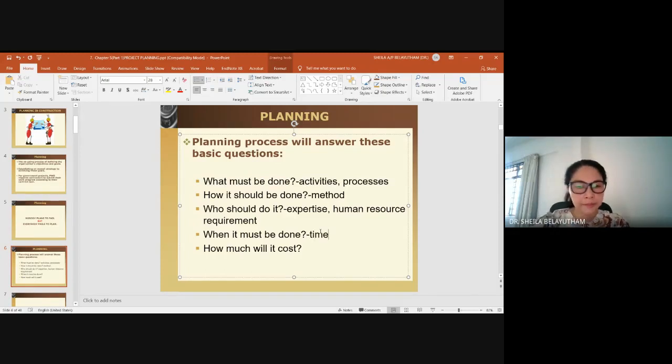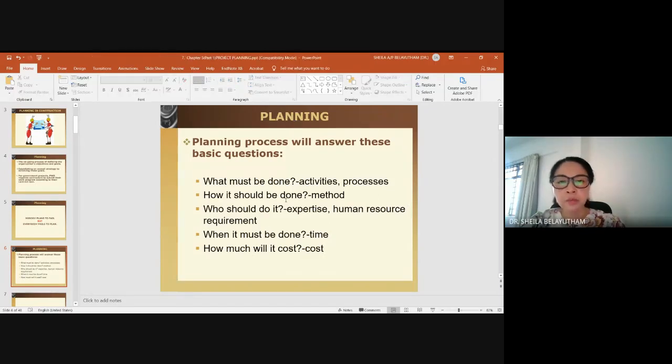So the time. What are the time constraints that are given to you, and how much will it cost? The cost factor will be straightforward also. These are the constraints, or the basic questions, that you might want to ask yourself before you can actually go full swing with your planning.